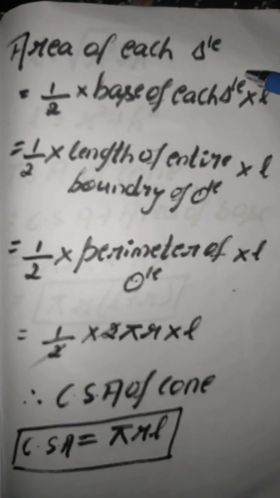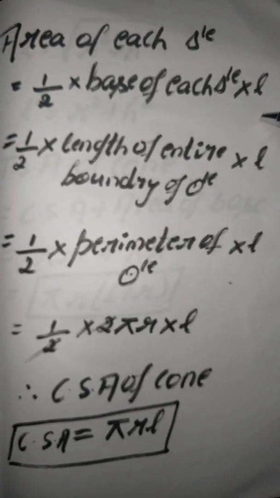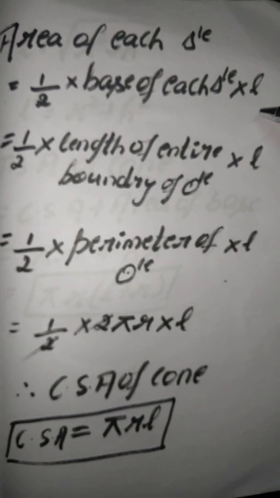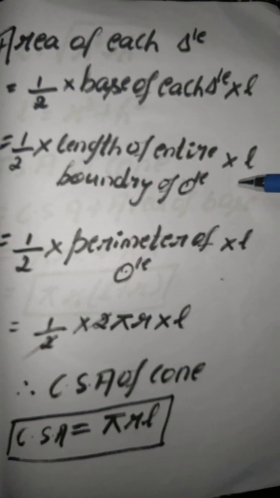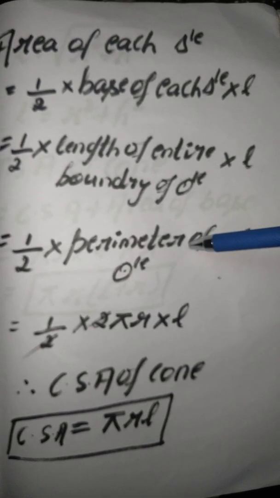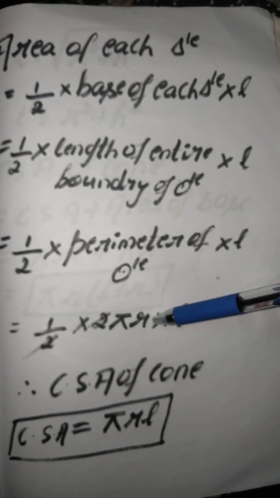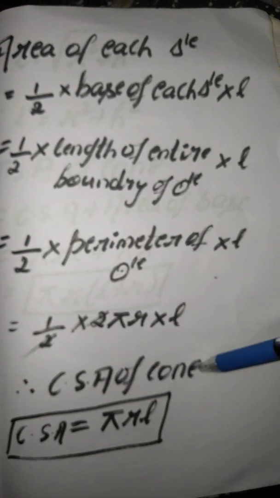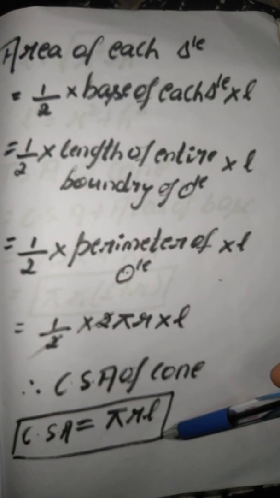Hence now area of each triangle is equal to half into base into height. We know that half into base into slant length. So the entire boundary of the circle makes the perimeter of the circle. I know the perimeter of the circle as 2 pi r. Now 2 and 2 get cancelled. Hence the CSA of the cone is pi rl.